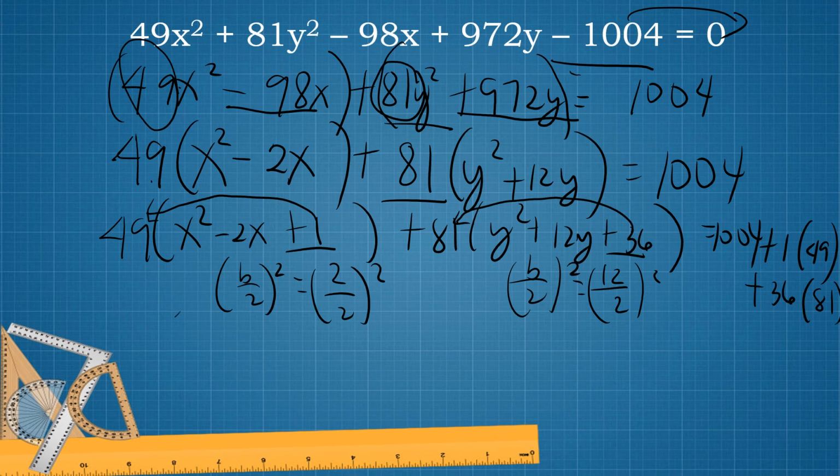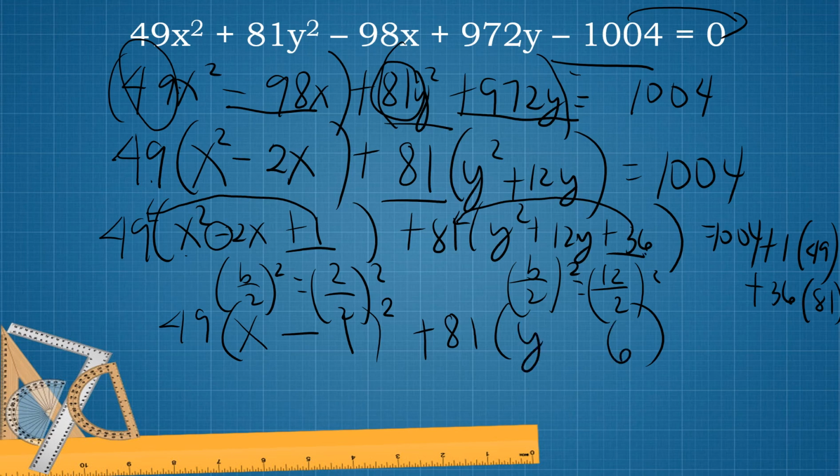Now, we're going to factor. So, we have 49 quantity. To factor x squared minus 2x plus 1, this is a perfect square trinomial. Get the square root of x squared, that's x. Get the square root of 1, that's 1. And in order for us to know the sign of this one, we're going to copy the sign here. So we have x minus 1 quantity squared, plus. Bring down 81. So we have square root of y squared is y. Square root of 36 is 6. And copy the sign of the middle term, which is plus. So we have y plus 6 quantity squared.